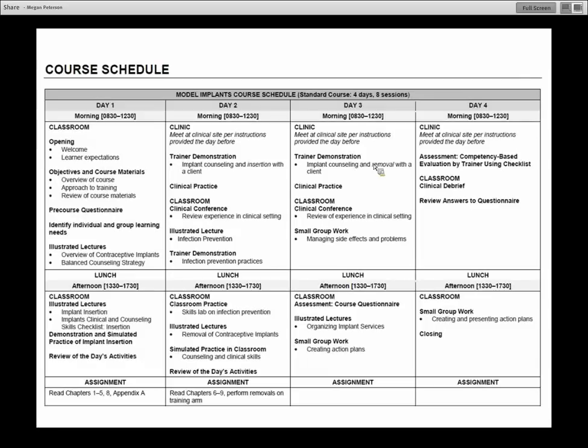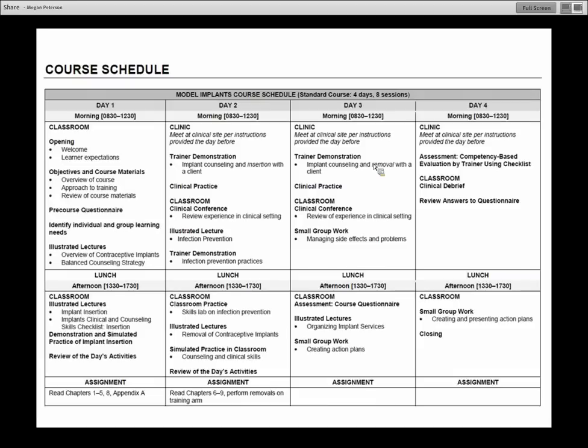From day 2 to day 4, in the morning they work at the clinic to do counseling, to do insertion and removal when there are cases that are clearly for implants. One note to consider here is that while this is an implant training course, we still operate within the concept that when you're doing counseling, you offer what is available in the facility, and if the client chooses implants, that's when you do the procedure.